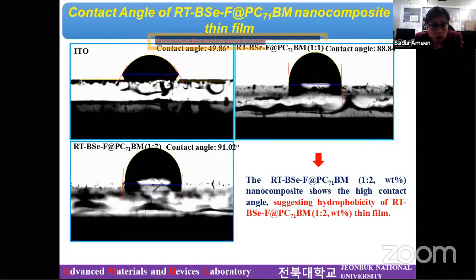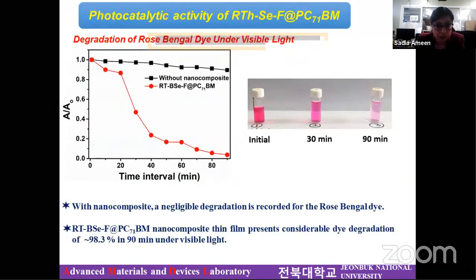So we performed this contact angle characterization. And you could see when we have taken the nanocomposite film in 1:2 ratio, it shows the higher contact angle of 91.02, which clearly shows that our material is hydrophobic in nature, and certainly it is ready for the application for photocatalytic degradation. This is how we have performed the photocatalytic activity of our materials.